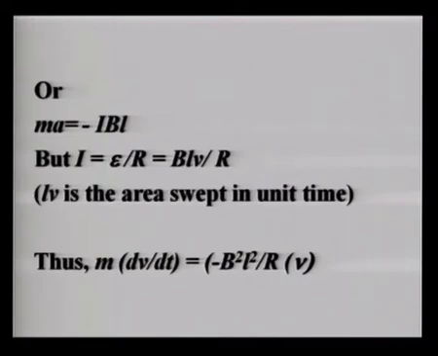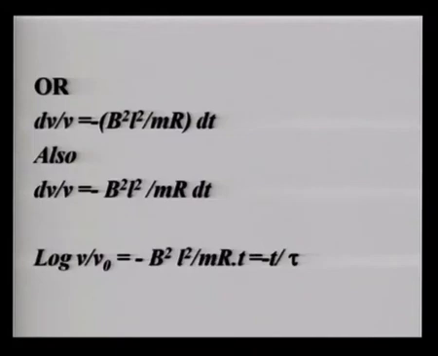Thus in place of acceleration we can write dV by dt. So m into dV by dt is equal to minus B square L square upon R multiplied by velocity. We can rearrange the terms: dV upon V is equal to minus B square L square upon mR into dt. Also we can write dV upon V in this form, and now we can take a log. So log V upon V naught is equal to minus B square L square divided by mR into t, and now I can reduce it as minus t upon tau.